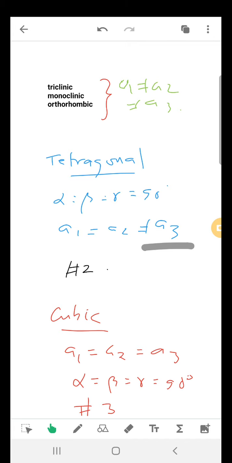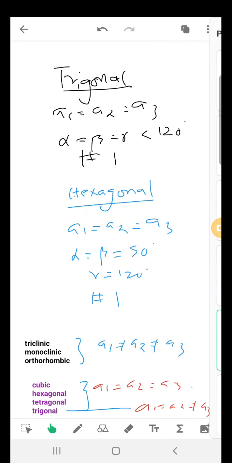Next we can have the trigonal, where again all the sides are equal, and all the angles are equal. The only difference is that they are not equal to 90 degrees. So the difference between a trigonal and a cubic is that although the sides and the angles are equal, the angles are not equal to 90 degrees, but they're less than 120 degrees. And hexagonal, we all know, one of the angles is equal to 120 degrees.